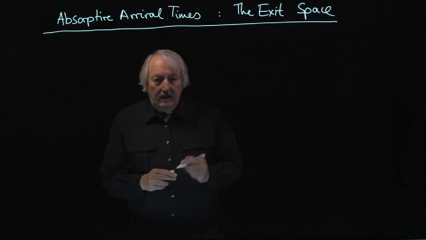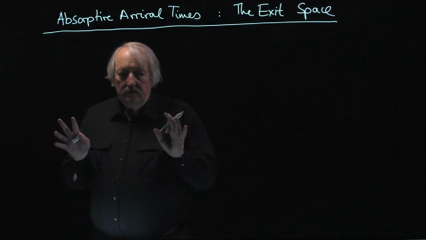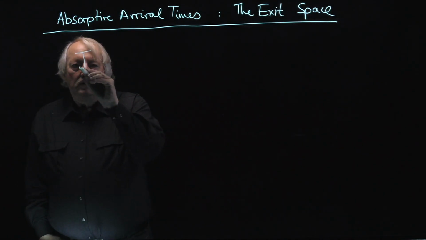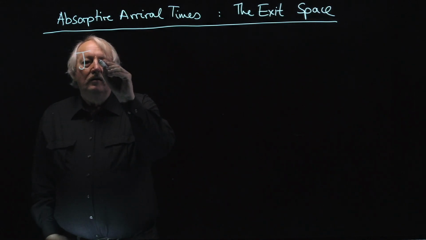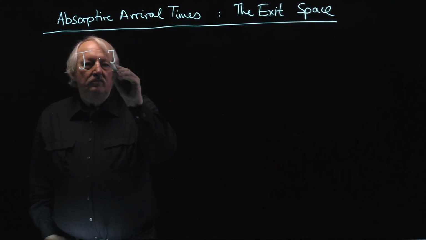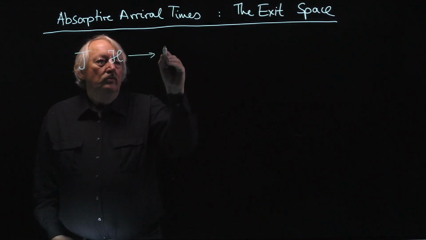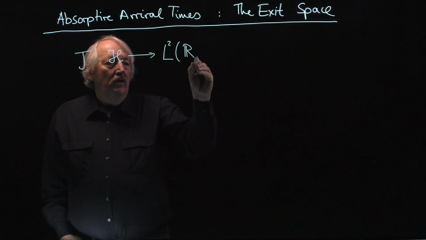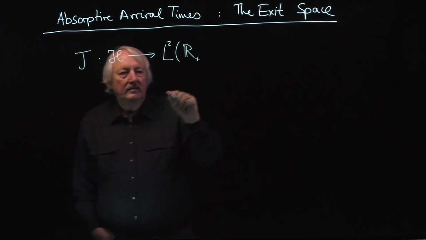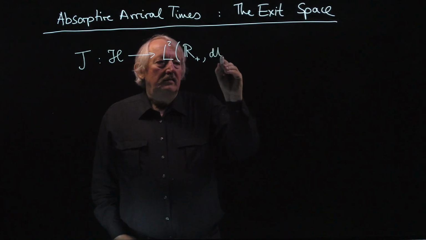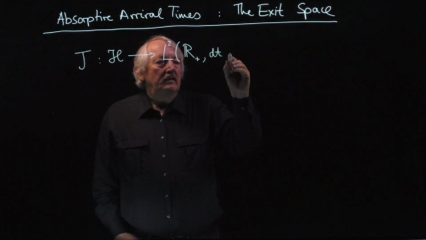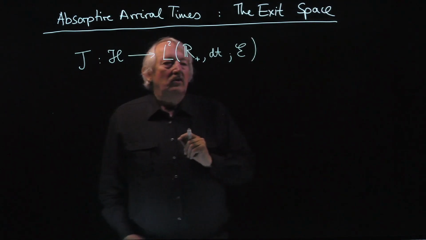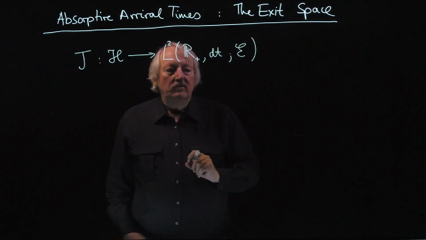So we use this exit space now to build another operator. Namely, this is going to be, I call this capital J. That's capital J for me. And this takes the original Hilbert space into a space of square integrable functions on the positive real axis, which we interpret as the time. And it takes values in the exit space. Okay. So this is my notation for that kind of space.